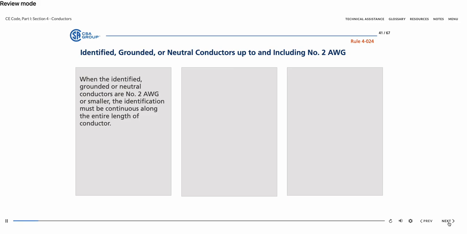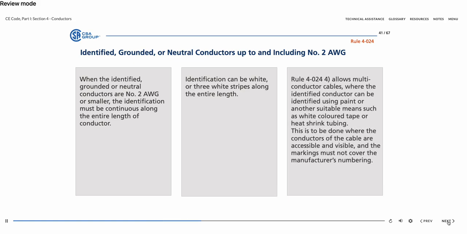When the identified grounded or neutral conductors are number 2 gauge or smaller, the identification must be continuous along the entire length of conductor. Identification can be white or 3 white stripes along the entire length. Subrule 4 allows multi-conductor cables, where the identified conductor can be identified using paint or another suitable means such as white-colored tape or heat shrink tubing. This is to be done where the conductors of the cable are accessible and visible, and the markings must not cover the manufacturer's numbering.